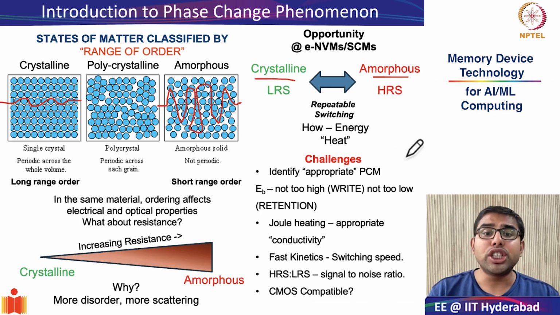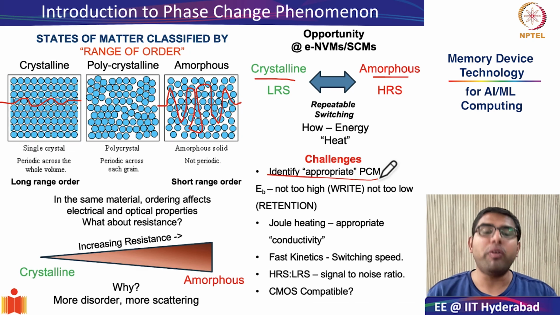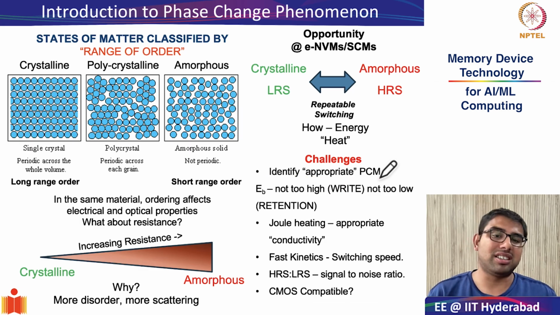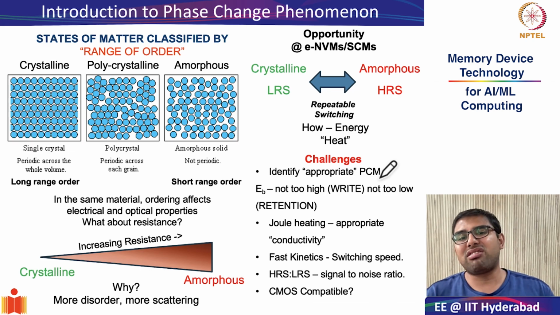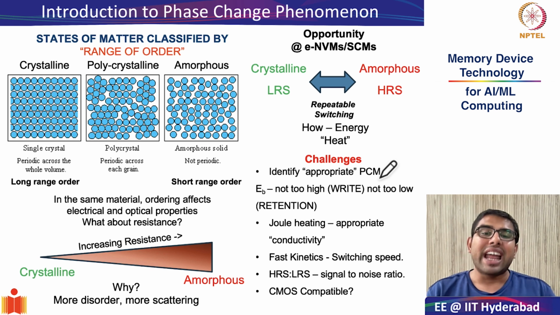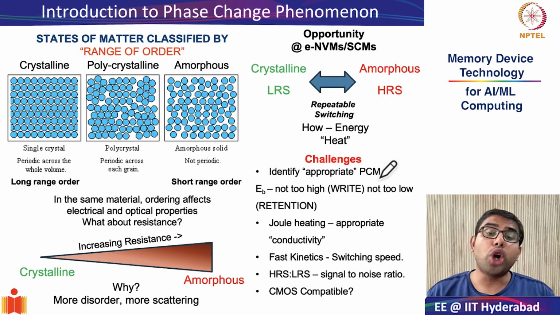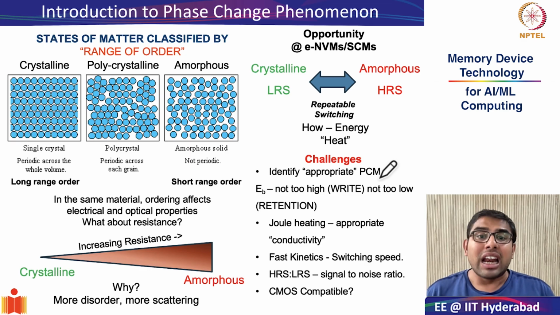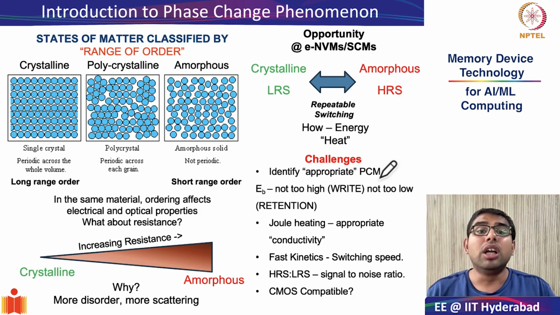The first challenge is to identify an appropriate phase change material. Ideally, all materials should show some form of phase change behavior, but most of the materials will not be suited for phase change memories. Why is this the case? This is because whenever there is a transition from crystalline to amorphous state, there will be an energy barrier which you cross by providing this heat energy. So this energy barrier should not be too high. If it is too high, writing into the memory or changing it from crystalline phase to amorphous or vice versa will become a big problem.